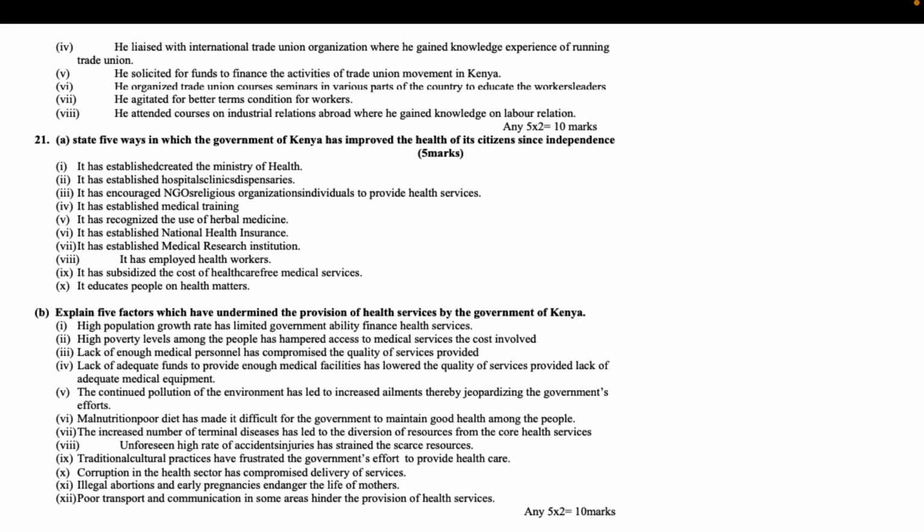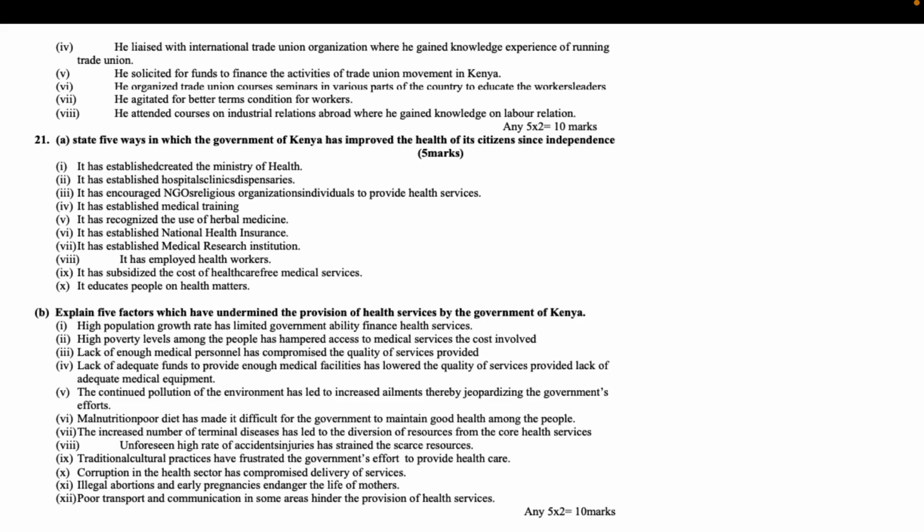It has established national health insurance. It has established medical research institutions. It has employed health workers. It has subsidized the cost of healthcare and provided free medical services. It educates people on health matters.